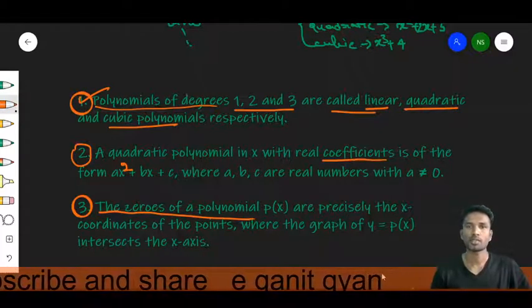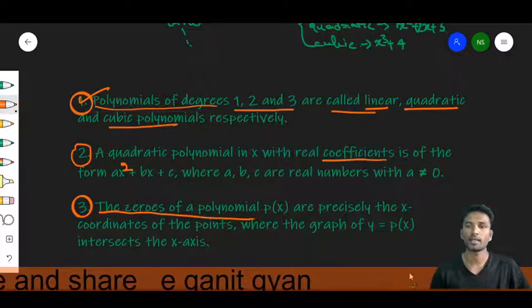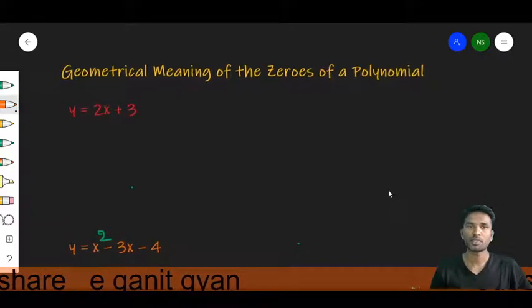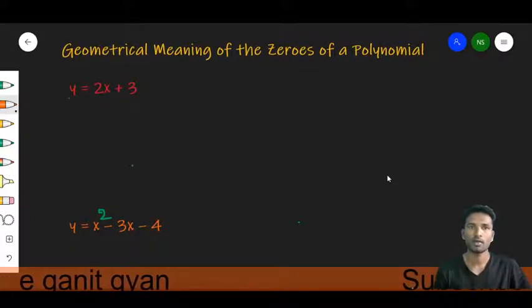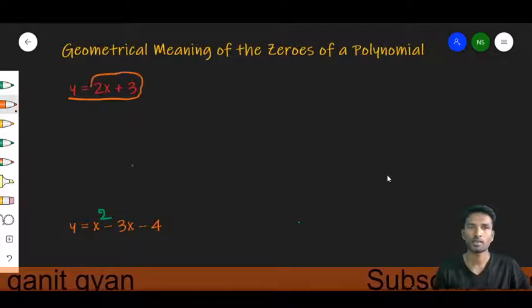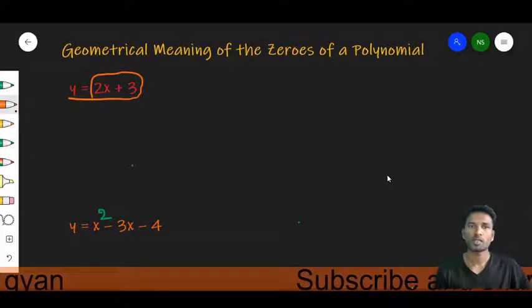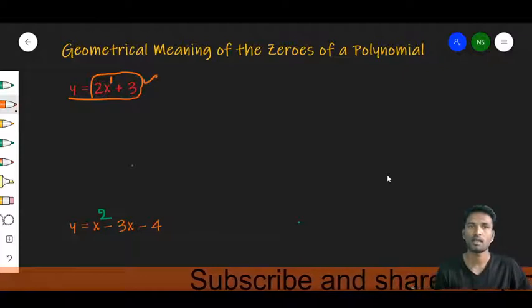Today I am going to discuss linear, quadratic and cubic polynomials and their graphs. Okay, what is the geometrical meaning of the zeros of a polynomial? Suppose I have a polynomial, y is equal to 2x plus 3. Here the variable's highest power is 1, so I can say this is a linear polynomial.